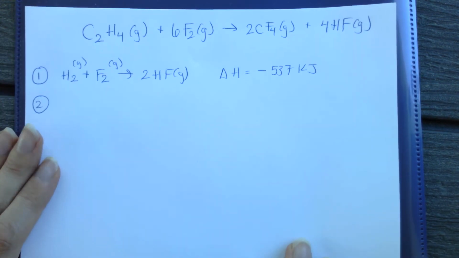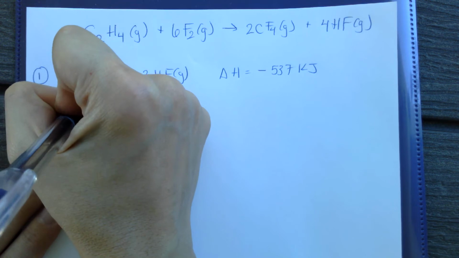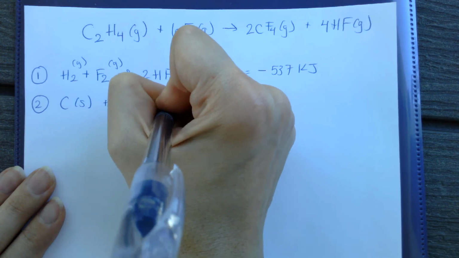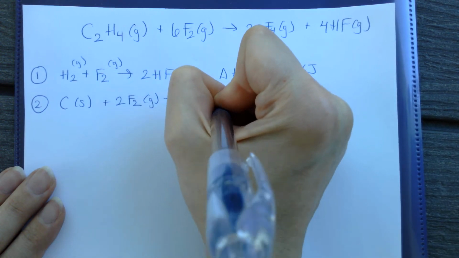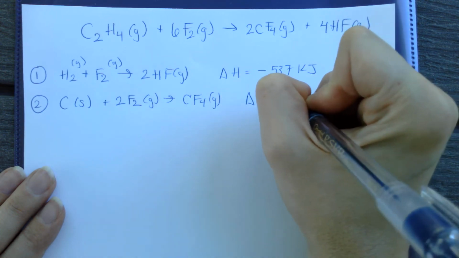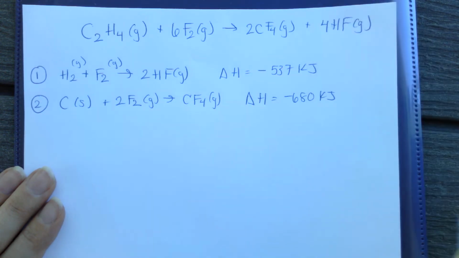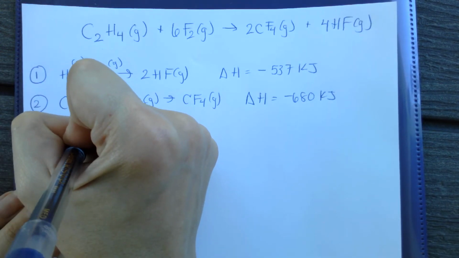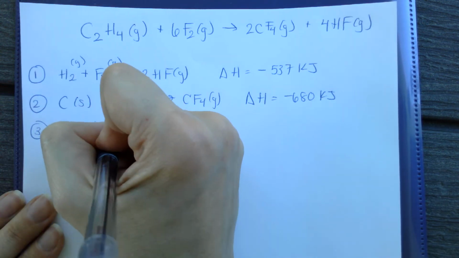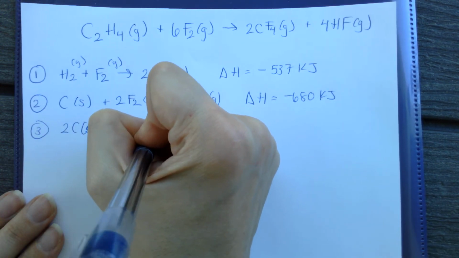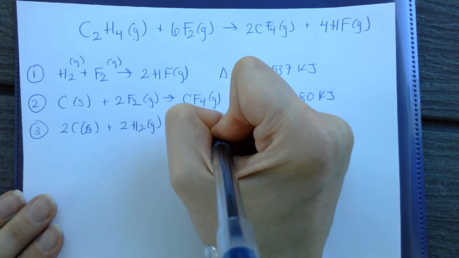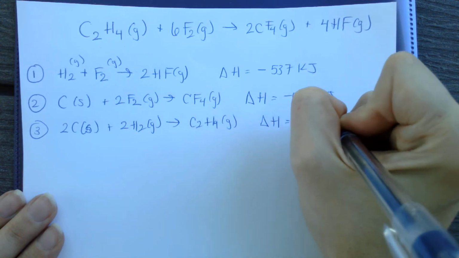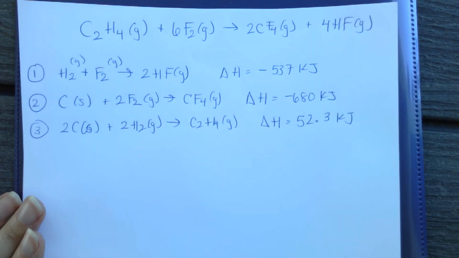The second reaction that we can use to achieve this is carbon plus fluorine gas to yield CF4 gas. So our delta H for this one is negative 680 kilojoules. And then finally, the third, we have carbon, sorry, that's solid, plus hydrogen to give us the C2H4 gas. So delta H here is equal to 52.3 kilojoules.